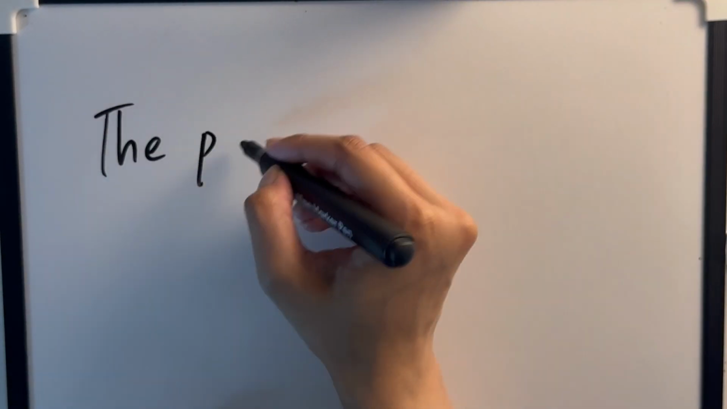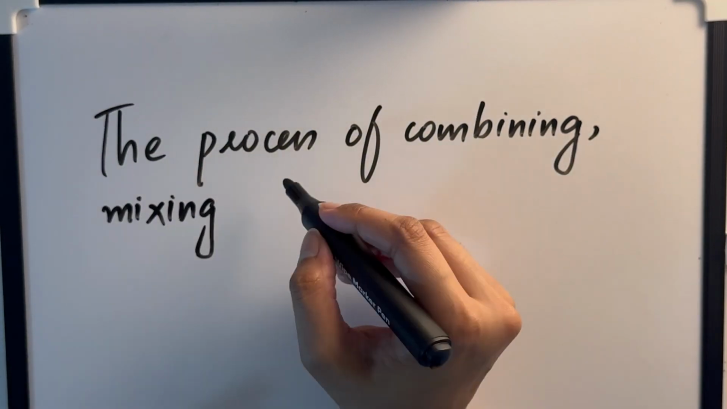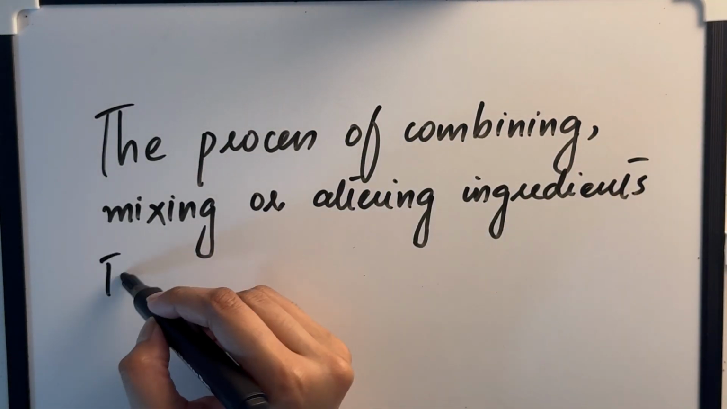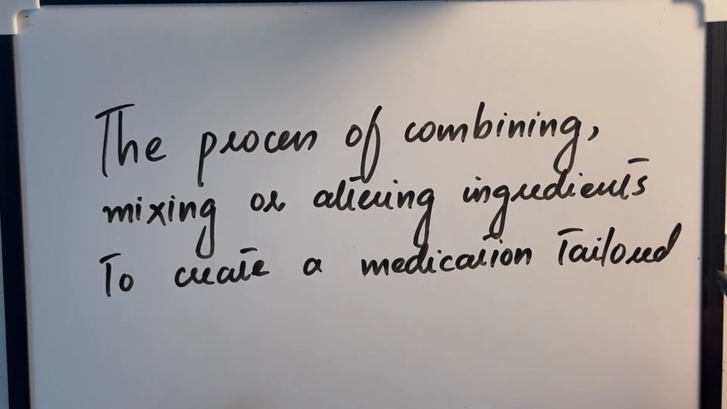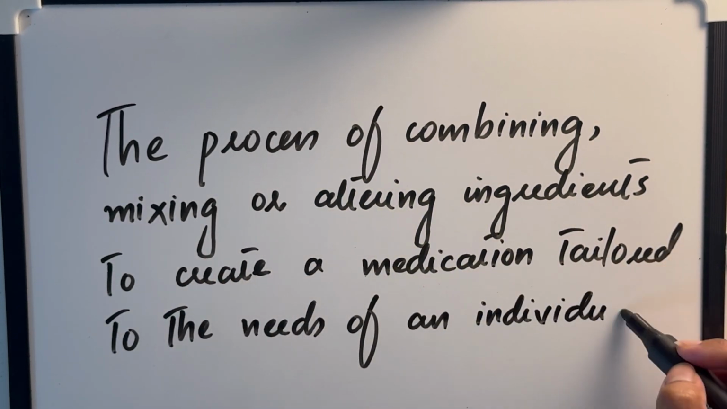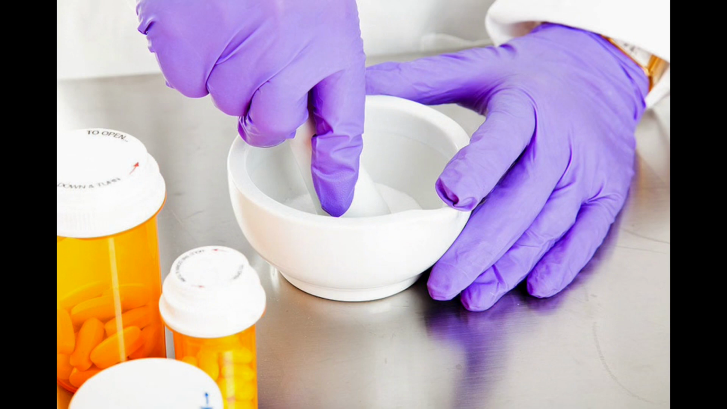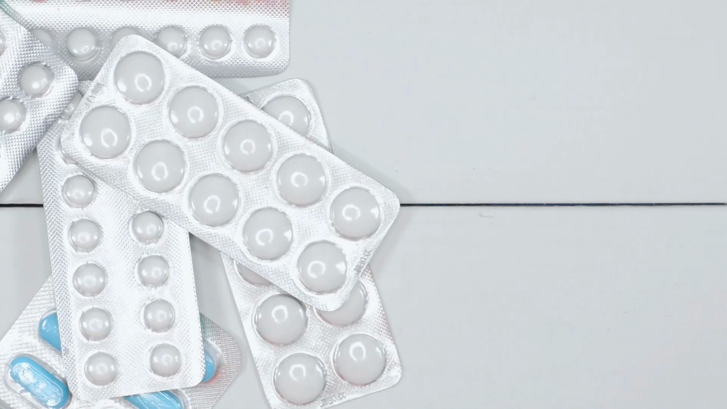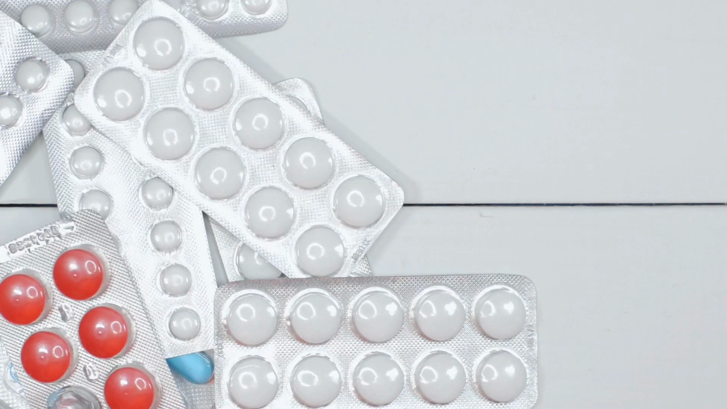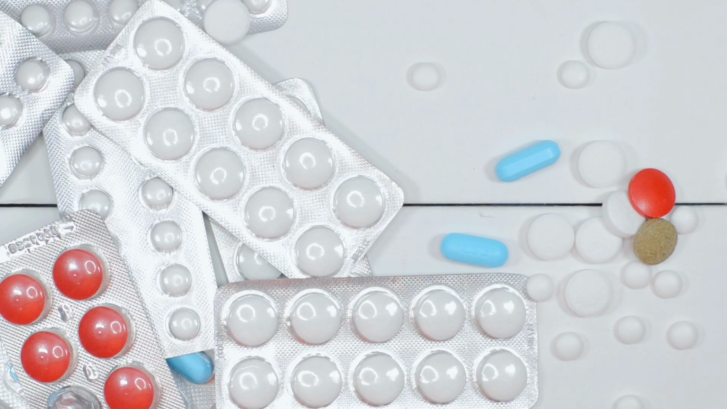The process of combining, mixing, or altering ingredients to create a medication tailored to the needs of an individual patient is called compounding. Now remember, in dispensing, we are only supplying medicines, and in compounding, we are making a medication for a specific patient. Mostly patients do not require compounding.